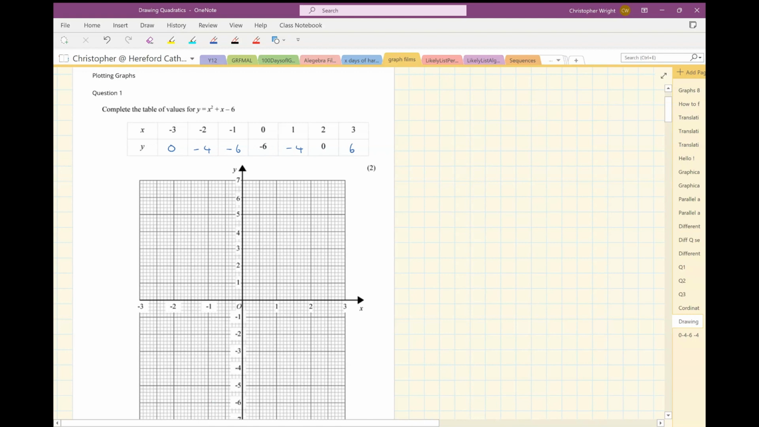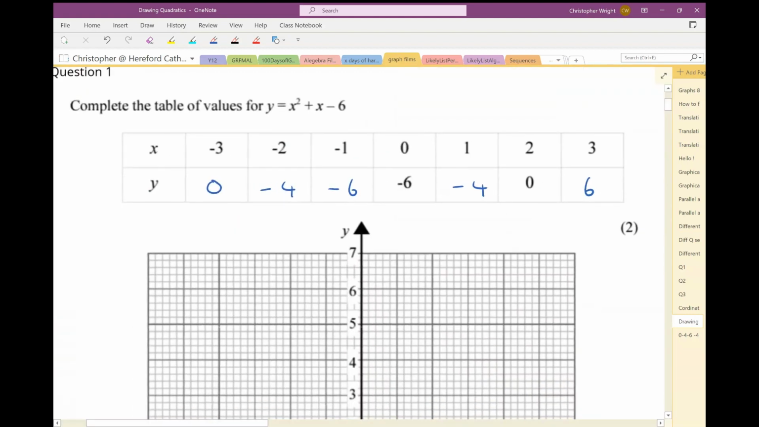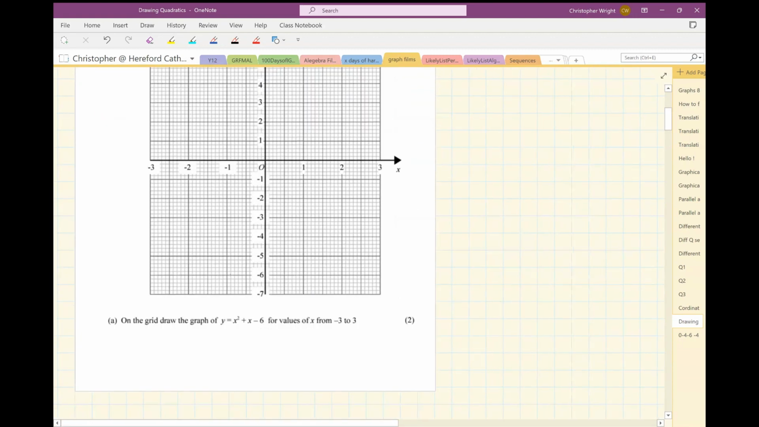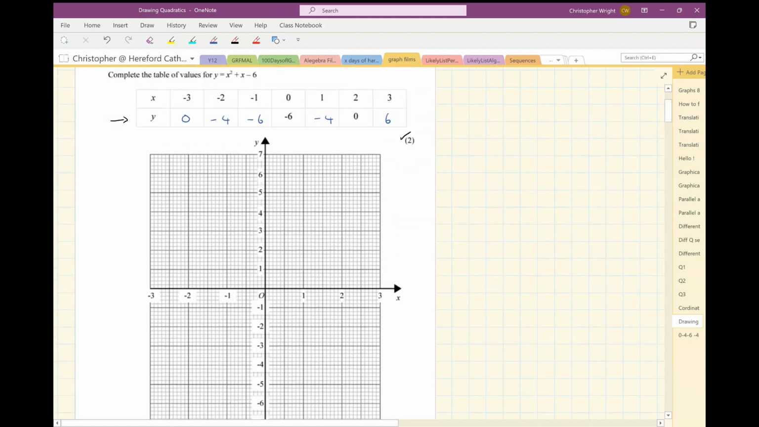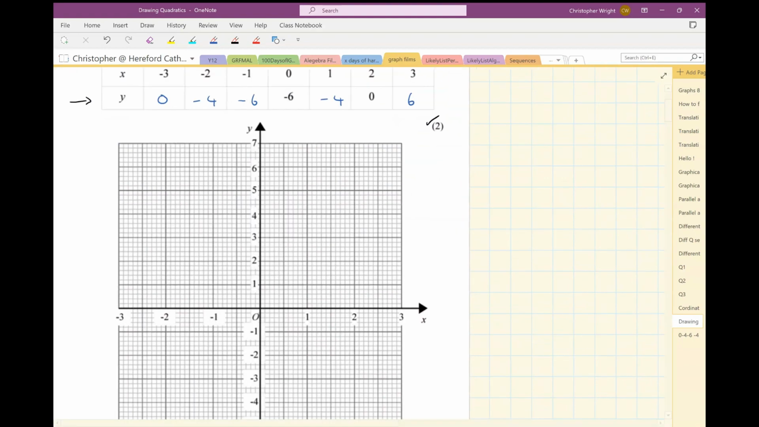Question 1. Right, now I have already completed the table of values from earlier on in this film when I showed you how to use the calculator hack. So I already have these y values filled in the table, and the good news is that that's already 2 marks. So the next part of this question here is to, on the grid, draw the graph of y equals x squared plus x minus 6.